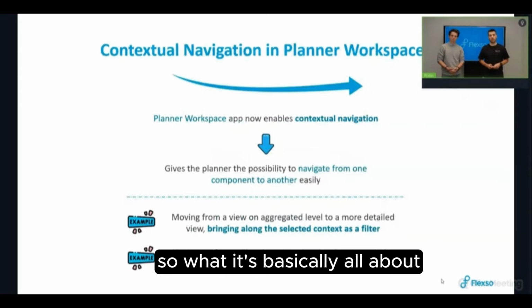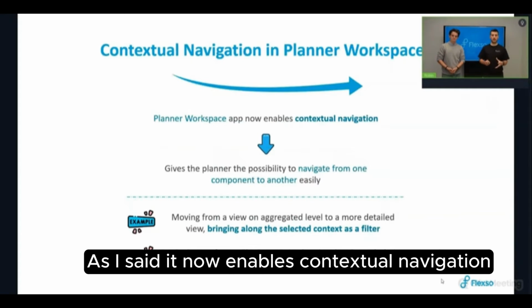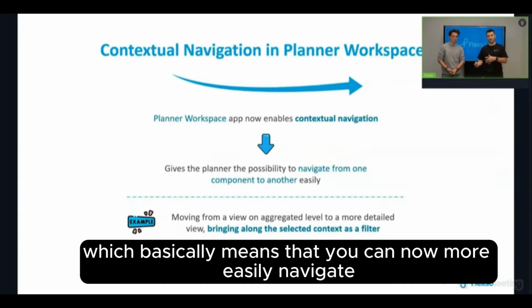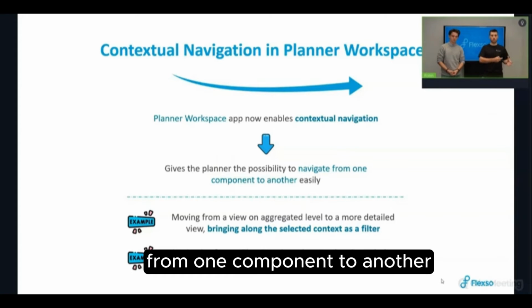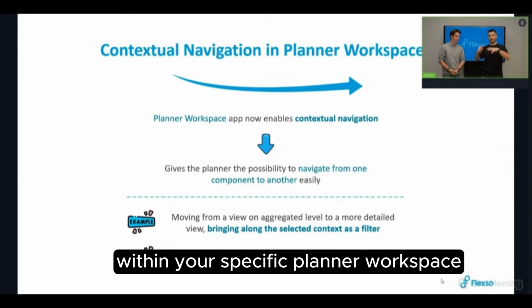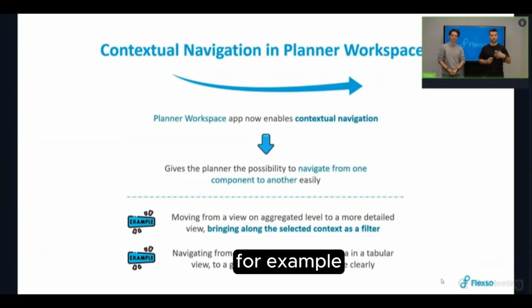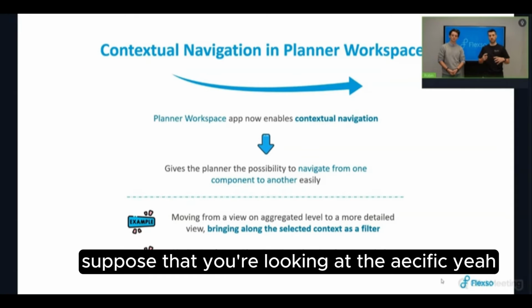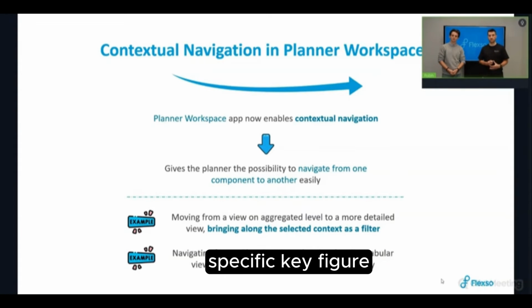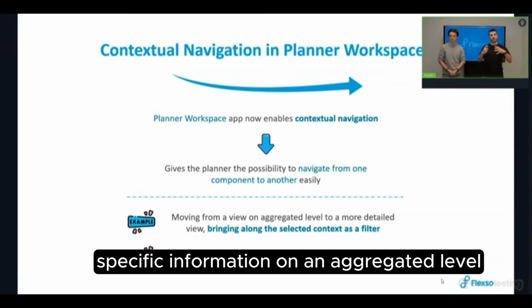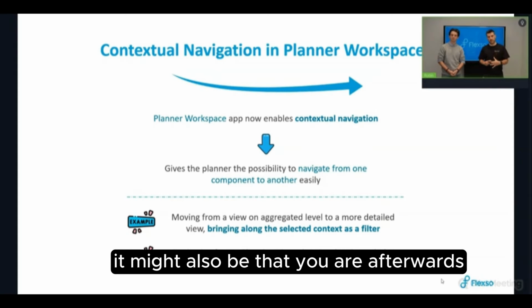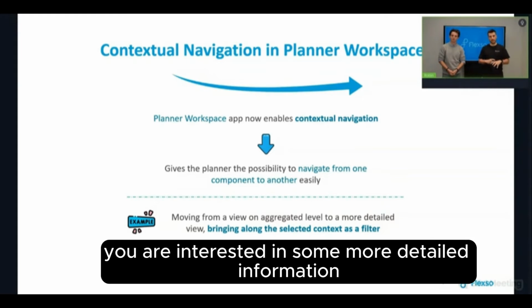So what it's basically all about: it now enables contextual navigation, which basically means that you can now more easily navigate from one component to another within your specific planner workspace. Immediately, we are thinking about some potential use cases. For example, suppose that you're looking at a specific key figure, specific information on an aggregated level. It might also be that afterwards you are interested in more detailed information.